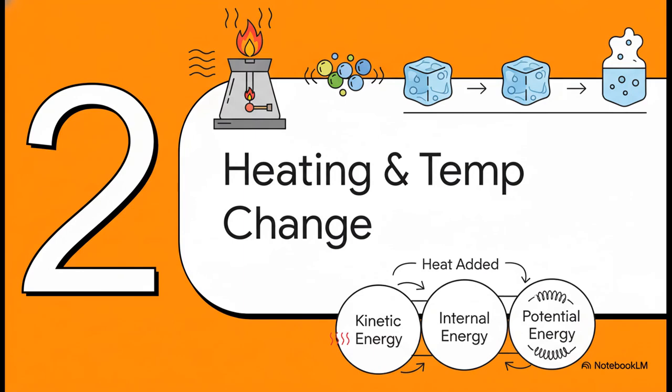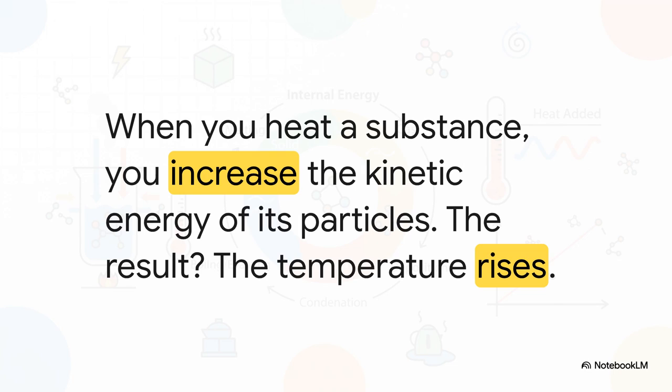So if internal energy is made up of these two parts, how do we change it? Well, the most obvious way, right? We add heat. Let's take a look at how that actually works. Now, this is the part we all experience every single day. When you heat something up, you're basically just giving its particles a big energy boost. They start moving faster and faster, their kinetic energy shoots up, and what we see and measure on a thermometer is the temperature rising. Simple as that.